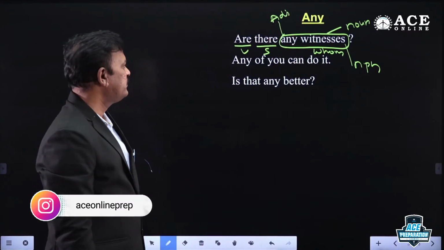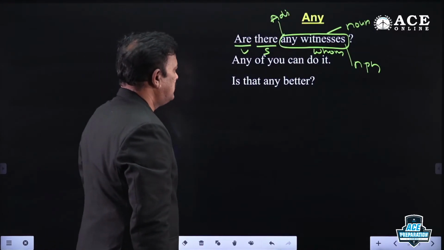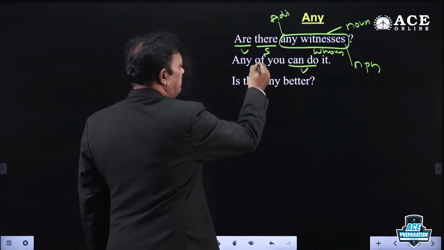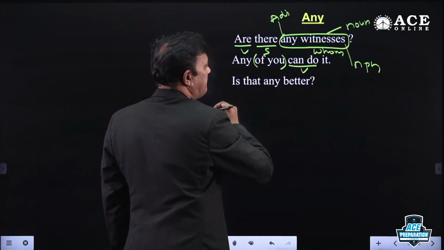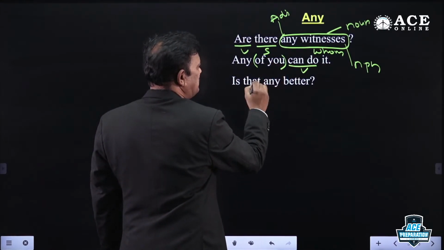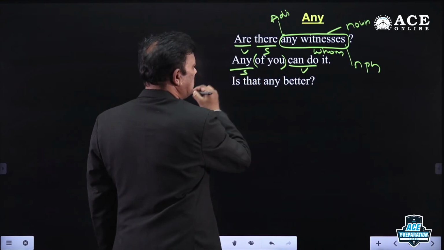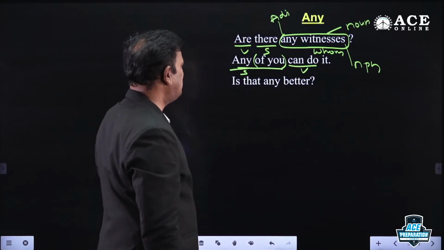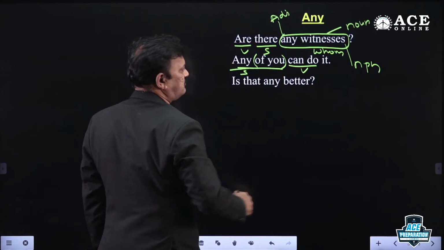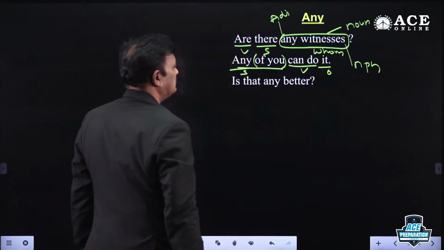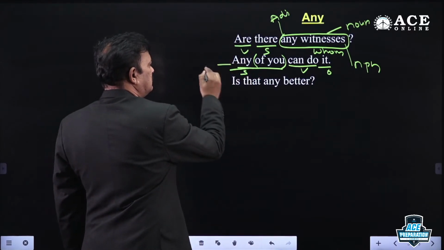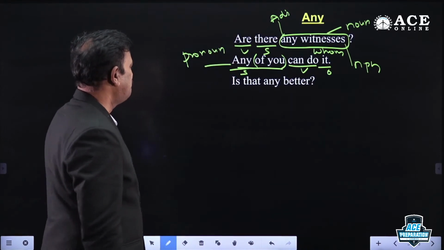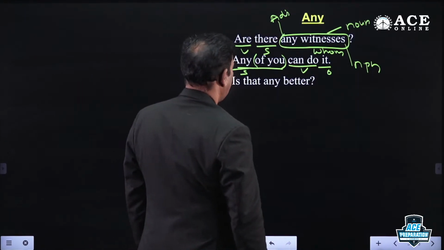Got this? Any of you can do it. Where is the verb? I have a verbal phrase. I have a preposition and I close it. So where is the subject? This is the subject. Of course, you can call this one a subject, but our hero is here, not here. Pronoun. Isn't it? Is that any better?